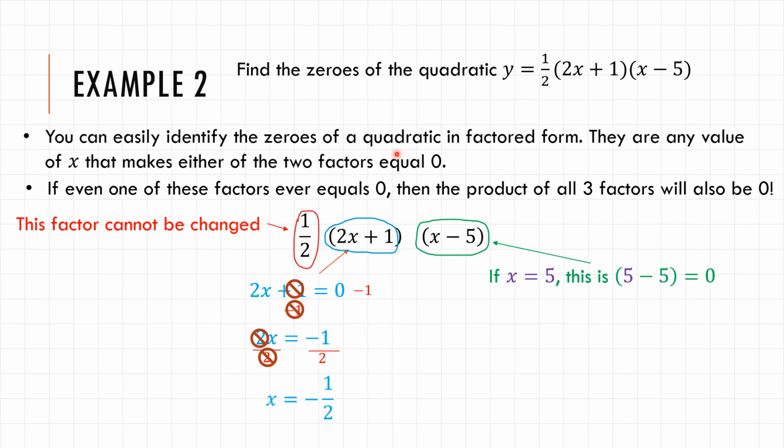So you can easily identify the zeros of a quadratic in factored form. They're any value of x that makes either of these two factors equal 0.